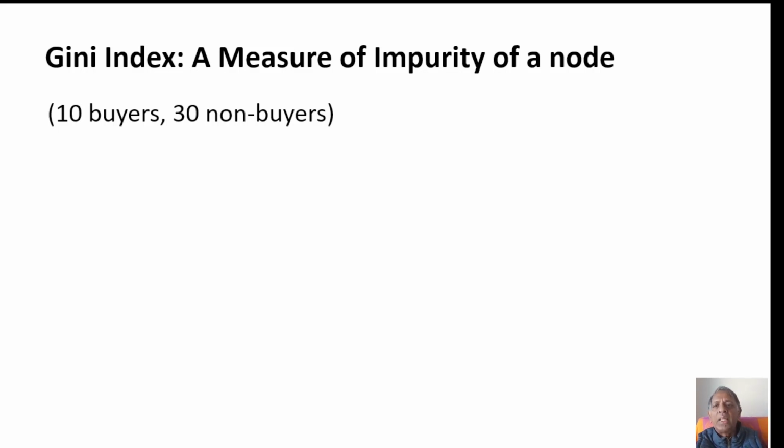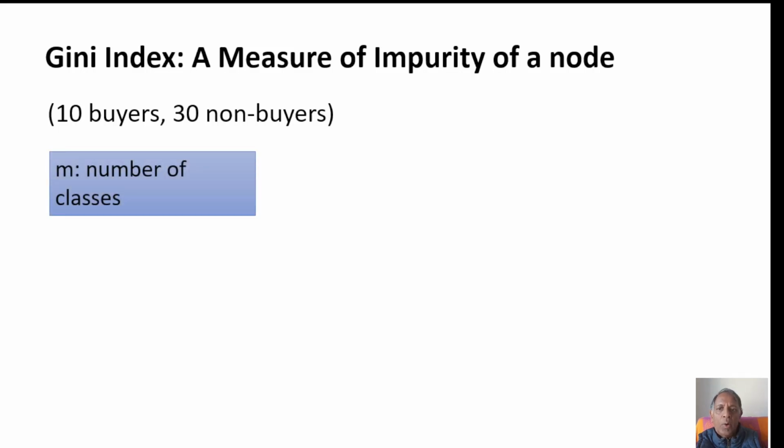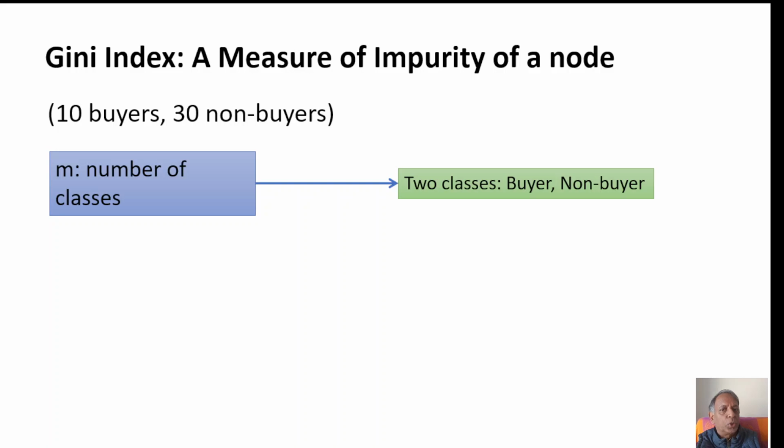Okay, so let's say that we've got a node in which there are 40 cases, 10 of which are buyers and 30 of which are non-buyers. So the way we are going to compute the Gini index is like this. M is the number of classes. In this case, there are two classes, buyers and non-buyers. So therefore, M is 2.